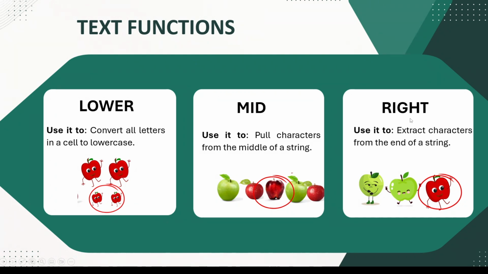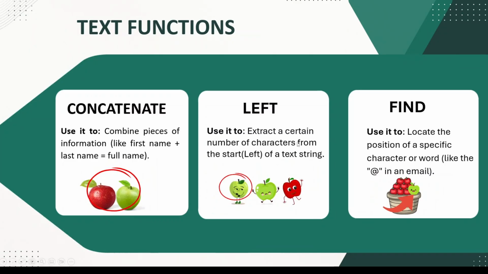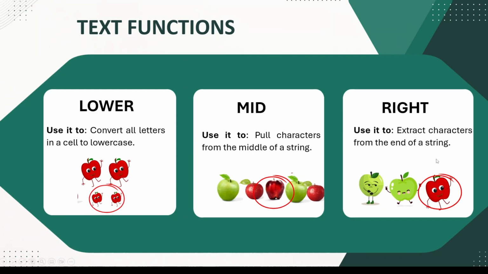And then we have the right text function. It's used to extract characters from the end of a text string. This is the right. It's just the opposite of the left text function. Remember the left text function? We said that this one just extracts a certain number of characters from the start, which is the left. Now the right extracts from the end, which is your right hand side.